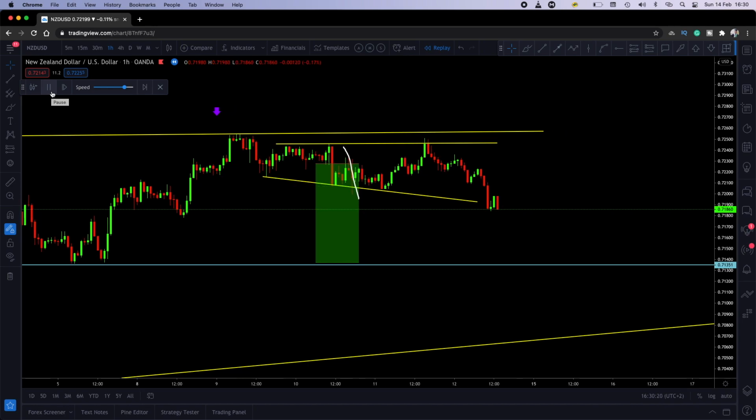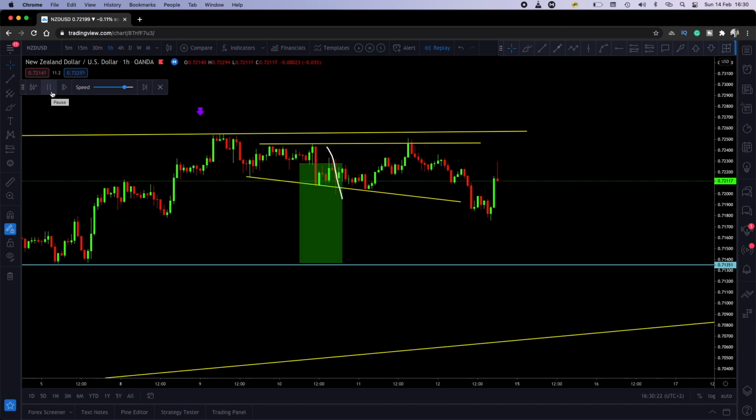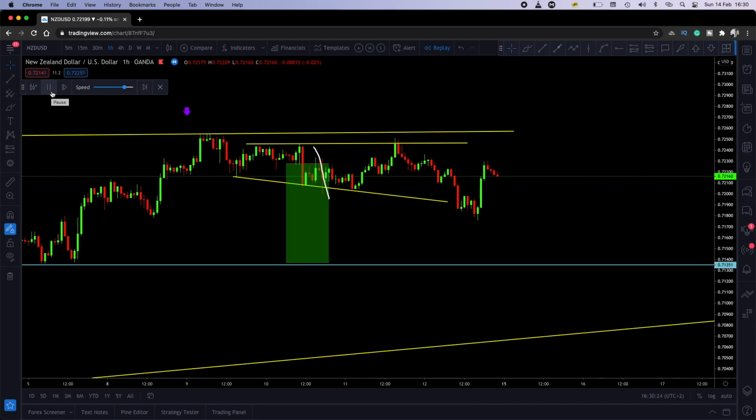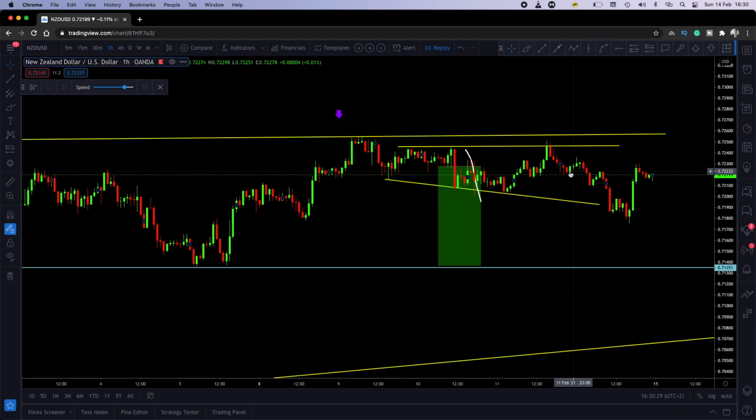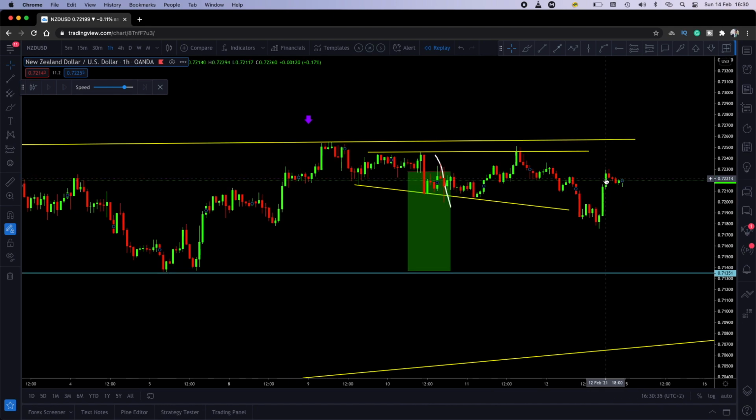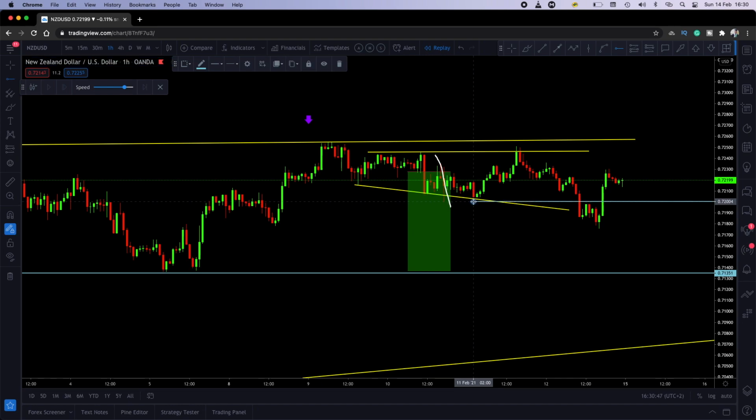It pushed down, came back up. That's when it took me out. So I think I was taken out somewhere here, probably by this candle. This candle is the one that took me out. If I moved my stop loss, maybe if I closed some little profit, maybe somewhere around these levels, but I didn't, so it took me out here.